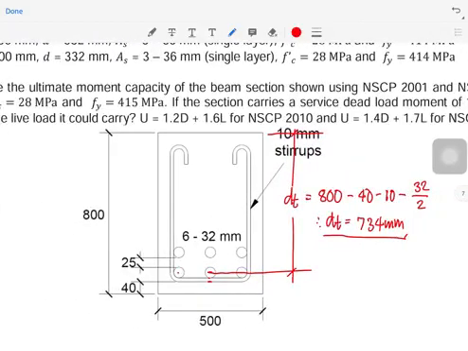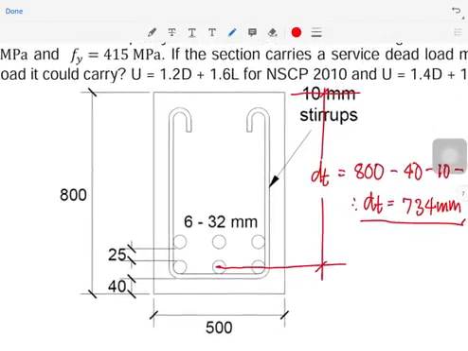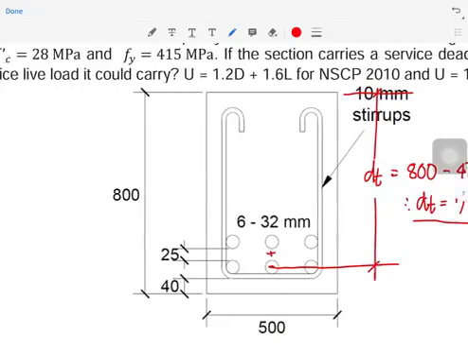Now how about our d? Again from last time, d is at the center of the two layer bars. So that is d. This is the effective depth.